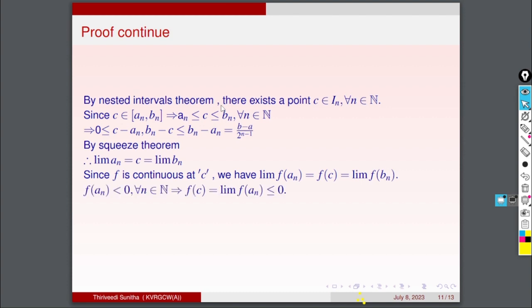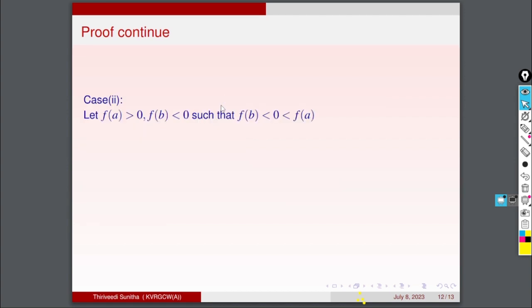So f(an) < 0 for all n in N implies f(c) = lim f(an) ≤ 0. f(bn) > 0 for all n in N implies f(c) = lim f(bn) ≥ 0. Hence f(c) = 0. So, if f is continuous and f(a) and f(b) have opposite signs, then there exists a point c belonging to (a, b) such that f(c) = 0.